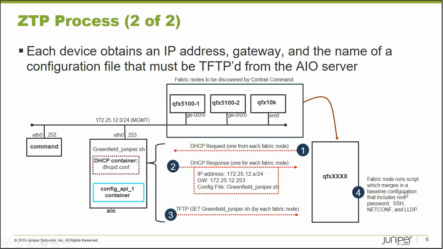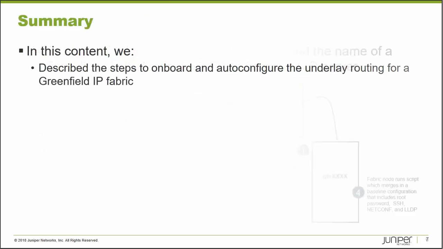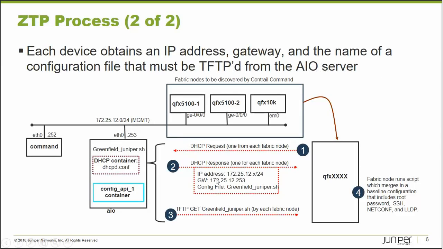So what are the things that get merged from this Greenfield Juniper.sh script? There's the root password, SSH is enabled, netconf is enabled, and LLDP is enabled as well, but it turns out it's already enabled. Okay, let's see. Oh, so before we go to the summary, we'll go ahead and start the process.